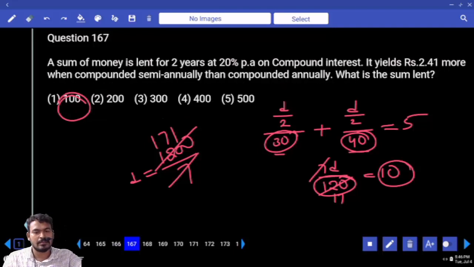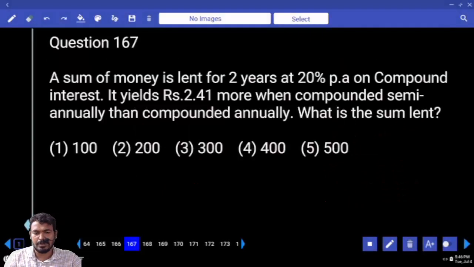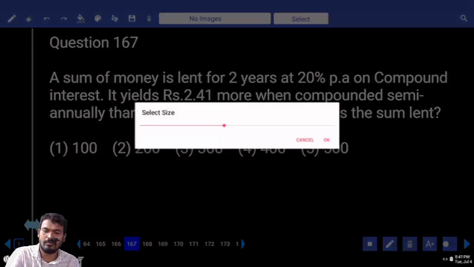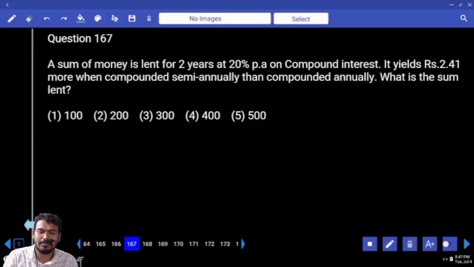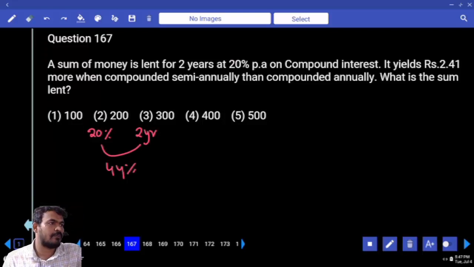Next, 167. A sum of money is lent for 2 years at 20% per annum on compound interest. It yields 2.41 more when compounded semi-annually than compounded annually. What is the sum lent? Simply, we say it is the difference between 2 years compounded annually and semi-annually. First, 20% for 2 years, the compound interest on an annual basis is 44%.